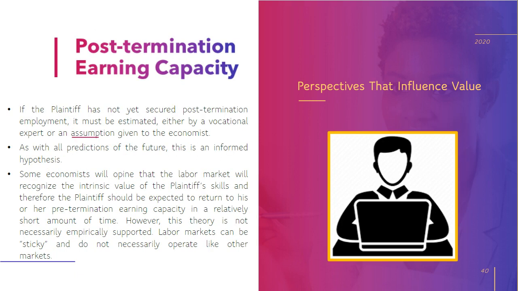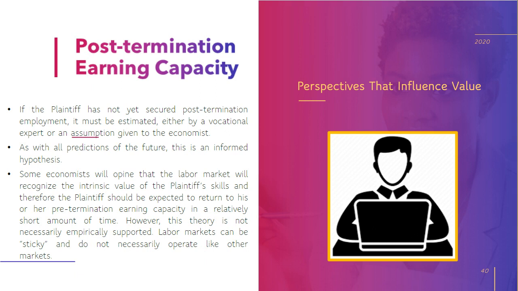Okay, and post-termination earning capacity is something to think about as well. But again, if the plaintiff hasn't secured post-termination employment, it's going to be an assumption. It has to be estimated by a vocational expert, or it has to be an attorney assumption given to the economist. The economists themselves, unless they have a vocational credential, don't have the expertise to determine post-termination earning capacity, although you can certainly tell the economist the kind of job you expect them to get, and the economist can take that assumption and look at wage rates for it.